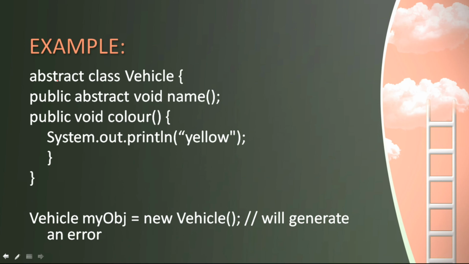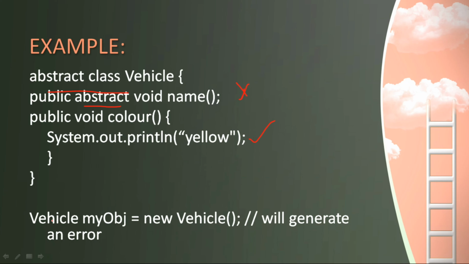So here is an example. Here is an abstract class. In this abstract class, I take a method named void name. That method is an abstract method. And here is a normal method. This normal method can be given a body, but the abstract method isn't given any body.